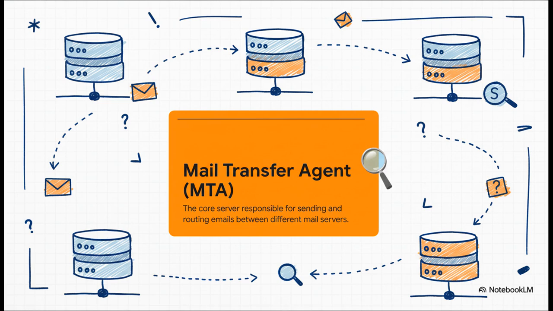The second you hit send, your MUA passes your email off to a Mail Transfer Agent, the MTA. Now, this is the real workhorse of the system. The MTA is the post office itself. It's a server that grabs your email, looks at the address, and then smartly zips it across the internet to another server closer to where it's going.